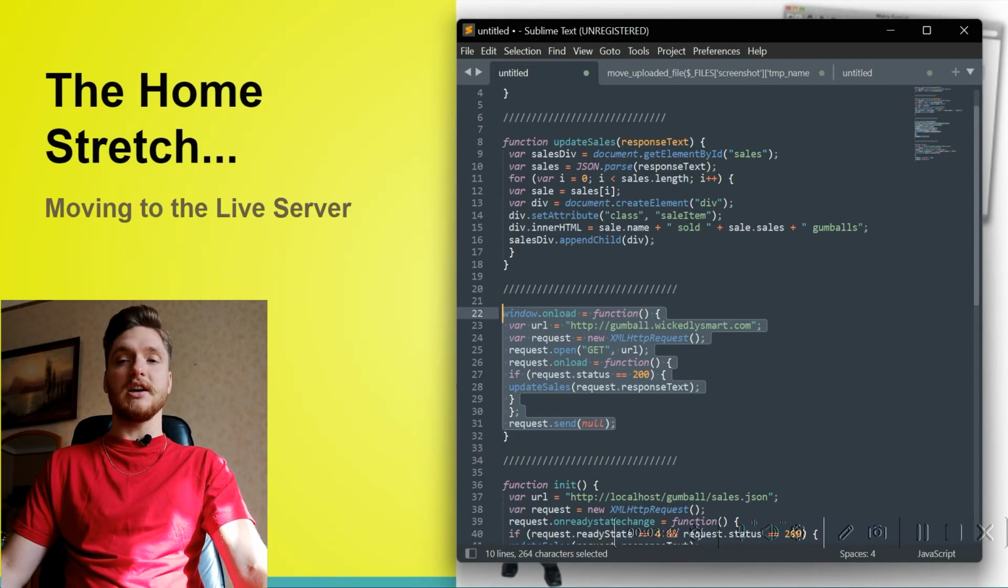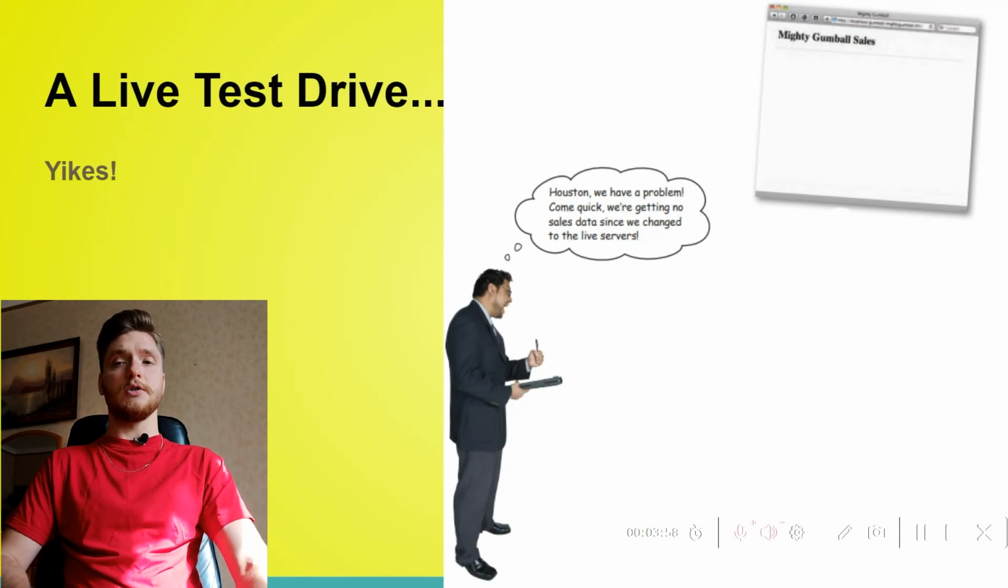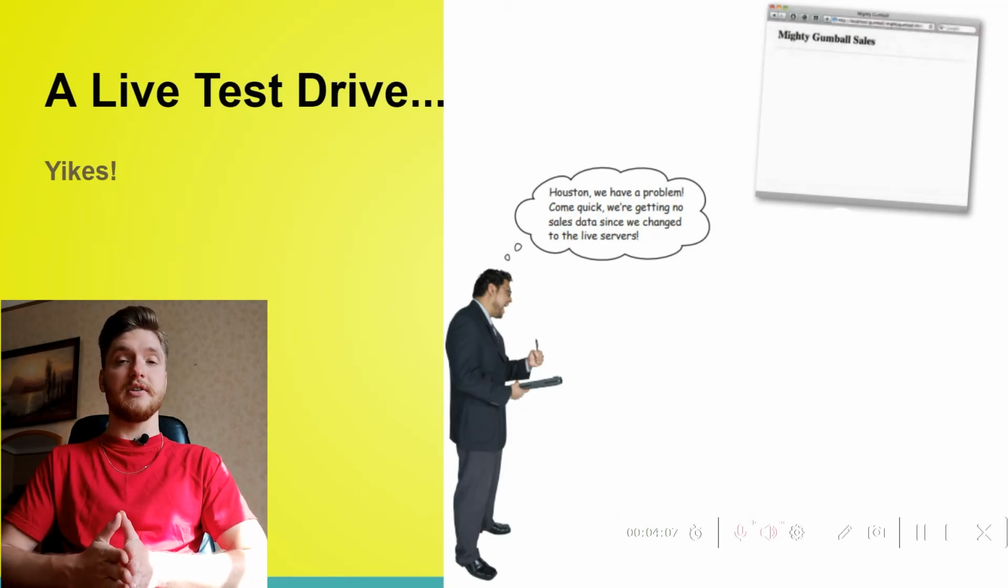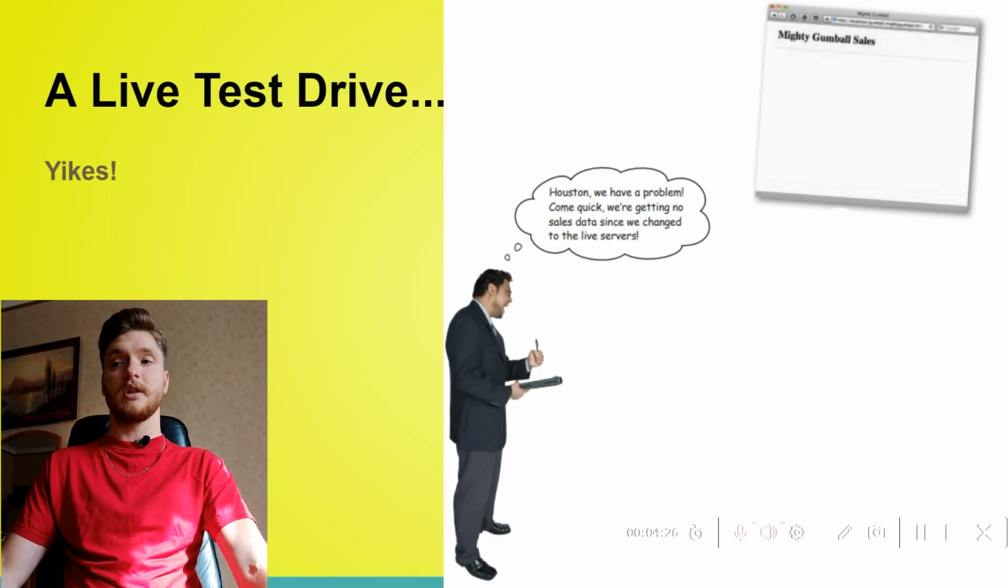A live test drive. Make sure your URL change is saved in your mightygumball.js file on your server. If you want to keep retrieving your HTML from there, or from your local hard drive if you are using localhost, you know what to do. Point your browser to your HTML file and watch the live, beautiful, real data from all those people around the world buying Mighty Gumball. What?